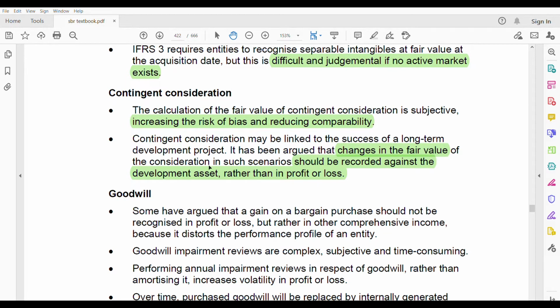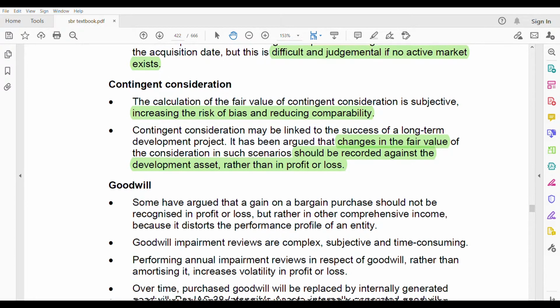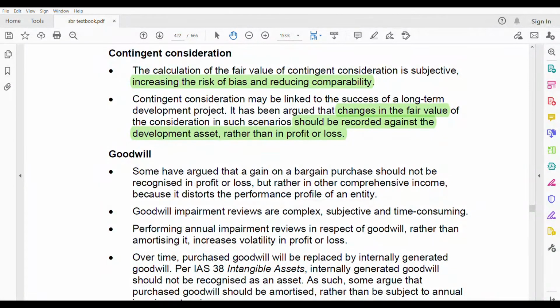Changes in the fair value of what? Not the development, the consideration. Because let's say your consideration you'll be paying in 5 years. If in 5 years you can develop a project, right? So in those 5 years fair value will change every year, so there will be some changes in the fair value. You do not recognize it in profit and loss, but you deduct the changes in the fair value from your development asset. Okay.